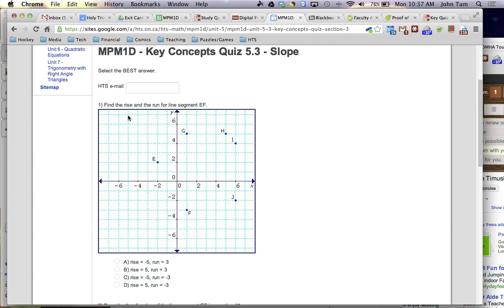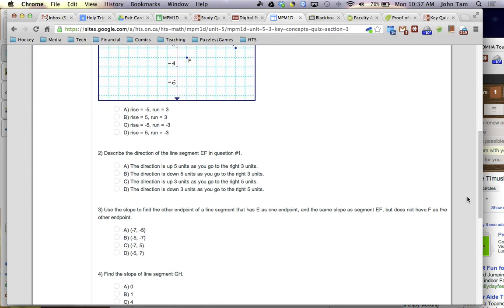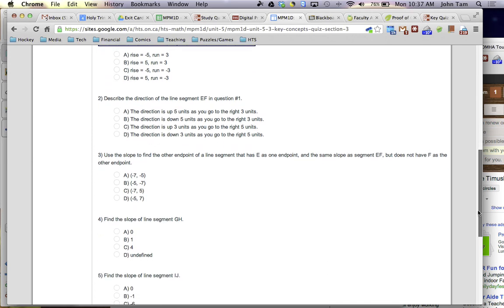Student: I got that, but could you start from F, or does it have to start from E? Because if you went from F, you can just go down, can't you? Well, the question is that E is one endpoint. Oh, E is one endpoint.